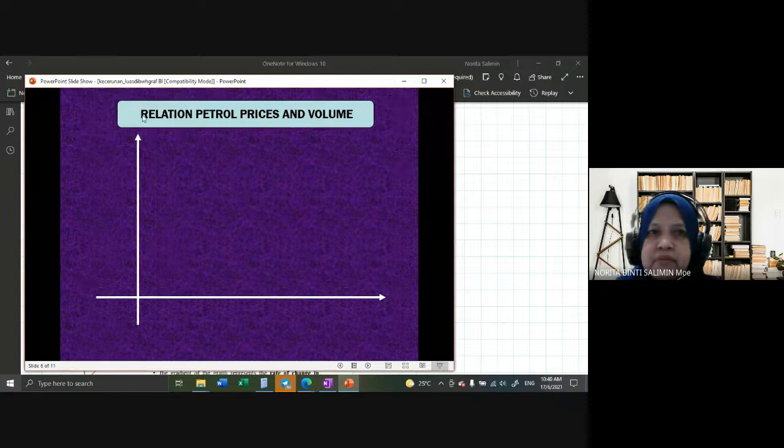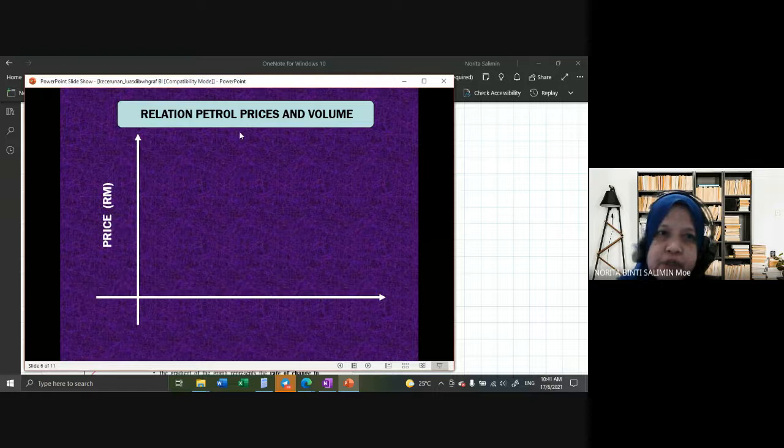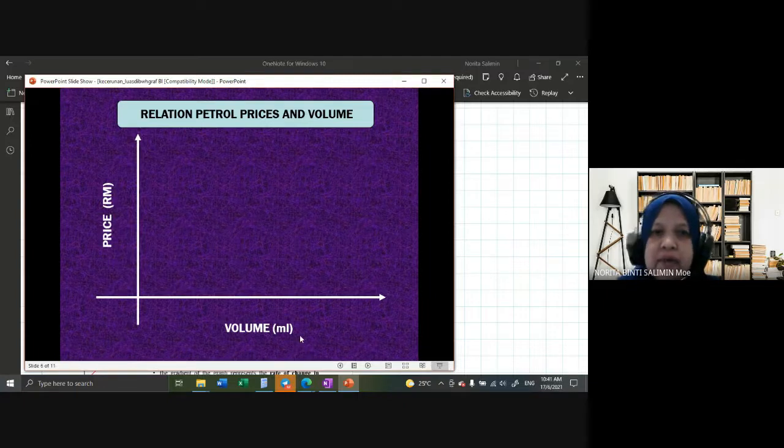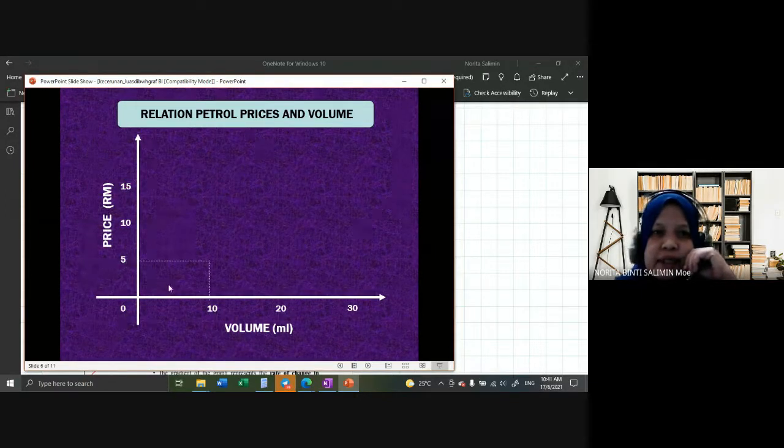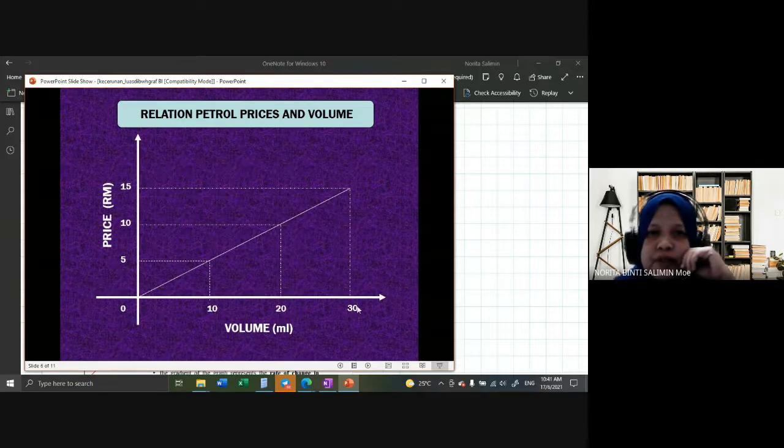Okay, relation between, okay, look at here. Let's say kita beli minyak petrol. This is a relation between harga minyak petrol dengan isi padu minyak petrol. So this is a price of petrol, and this is a volume. How much you paid, you can get how many volume in milliliter. Okay, look at here, 0. Let's say your price is 5 ringgit. Okay, the volume of petrol is 10. And if you paid 10 ringgit, the volume of petrol is 20. And then 50 ringgit, the volume of petrol is 30.